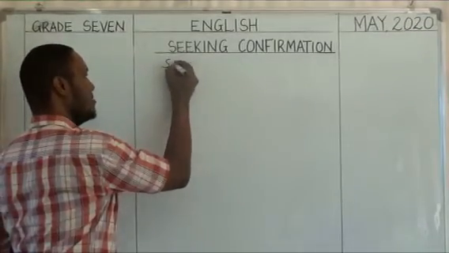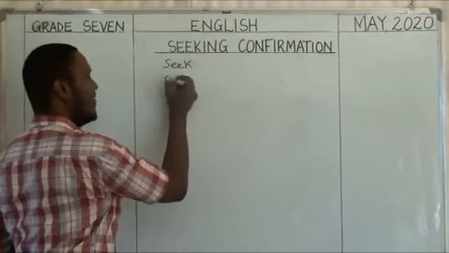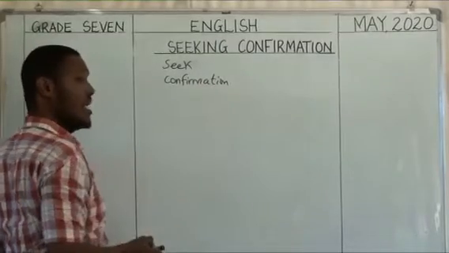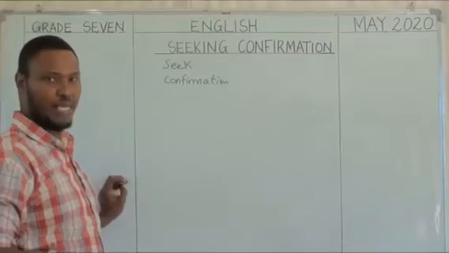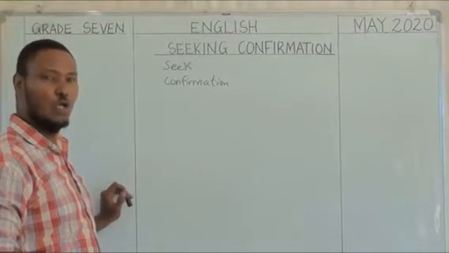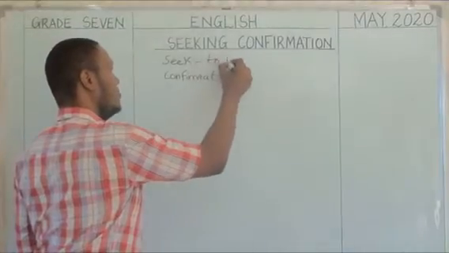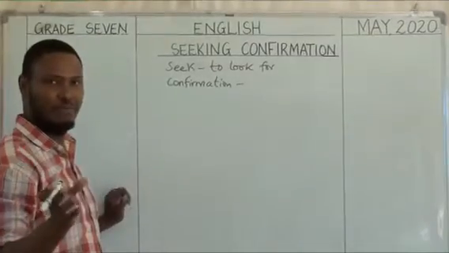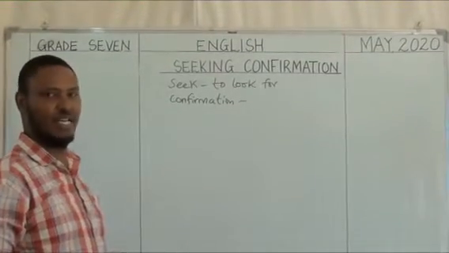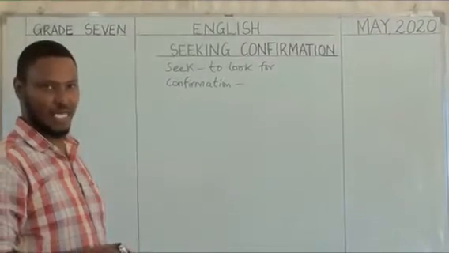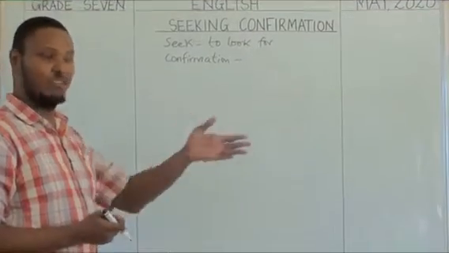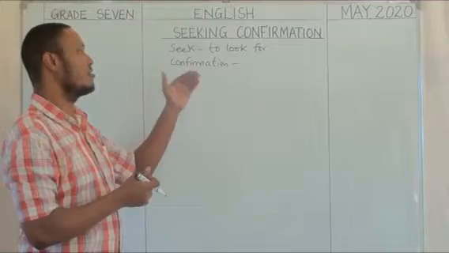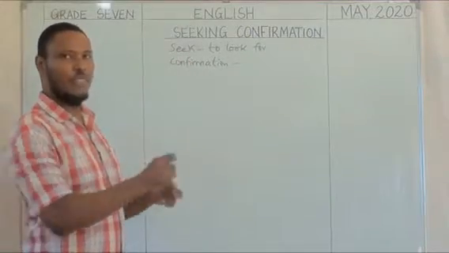The word seek, what does it mean? And confirmation, what is the meaning of confirmation? To seek, if you have a dictionary there, I'll urge you to open it and look it up. To seek is to look for. And confirmation is to find out the truth of something. So to confirm, for example, if I tell you, please confirm who is making noise outside, you'll go outside and look, and try to find out who is making the noise. So to confirm is to find out the truth of something. So to seek confirmation is to look for the truth of something.